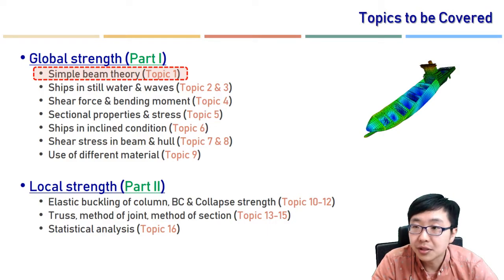As I mentioned earlier, in semester 1 we will cover part 1 and 2, that is global and local strengths. So in total 9 topics will be covered in part 1, and after that we will have another 6 topics in part 2. Today's topic is simple beam theory, and let's have a look at the details.